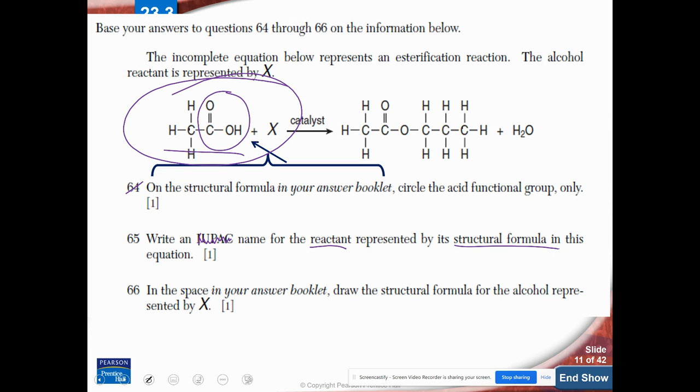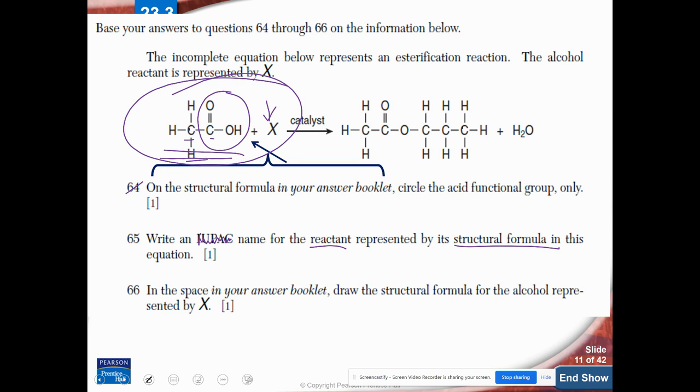represented by its structural formula. Is X a structural formula? No. So then that's not what I'm drawing, right? I need to just give this a name. So then I'm going to mimic table R. It looks like you count the number of carbons and add the ending oic acid.